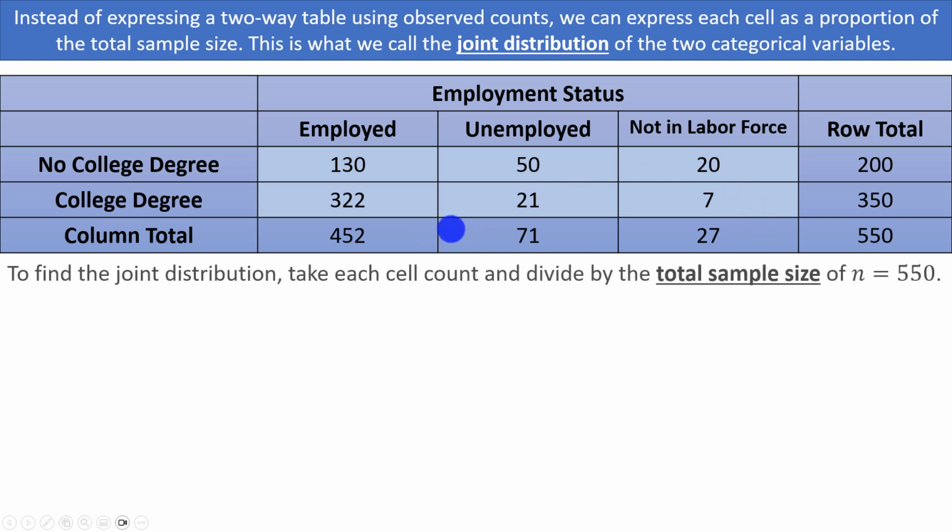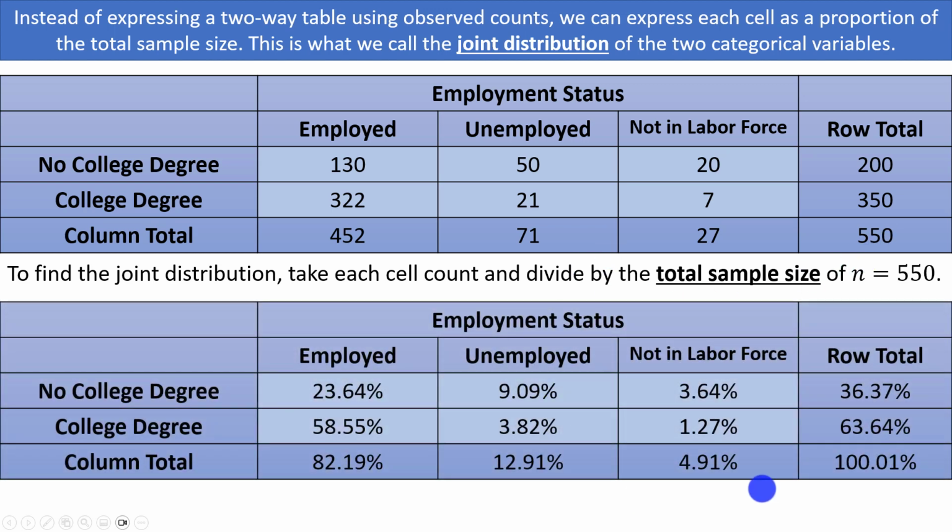And to do that, all you have to do is take every single value in your original table and divide by your total sample size. And that would end up looking something like this if we put those in percentage forms. So the way that you would get this table down here is you would just take each value and divide by your total sample size.